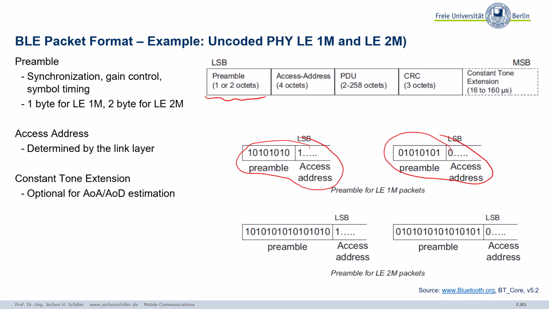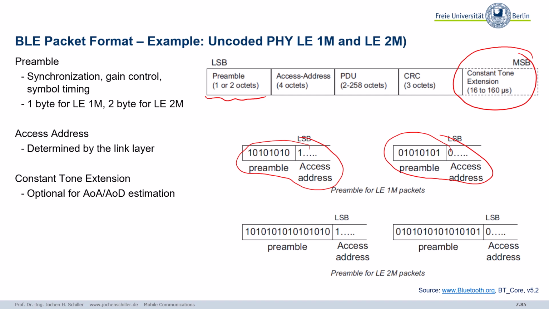Then there's an address, the PDU, a checksum, and then something interesting and new, the so-called constant tone extension. Predefined bit patterns, they are optional and they're used for angle of arrival, angle of departure estimation. And this enables devices to perform a 3D localization. So with the help of Bluetooth Low Energy, you can find devices in space, in 3D. So for example, in a supermarket, you will precisely find where the milk is, if the milk is Bluetooth Low Energy equipped. That's maybe not the best example, but if you have something expensive or whatever, you can locate it.